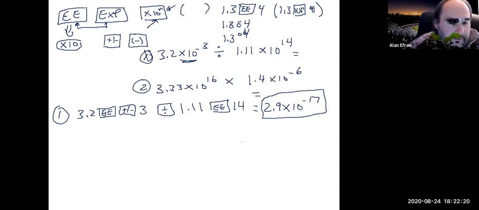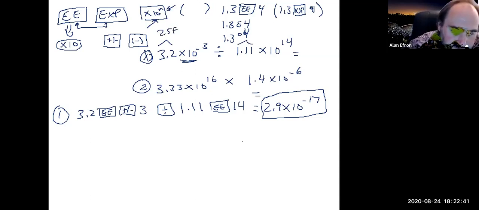Now, a couple of things just in case, hopefully you got the right answer. By the way, on your calculator, it will say 2.88288 times 10 to the minus 17. I rounded because I'm multiplying. This has 2 significant figures. This guy has 3 significant figures, and that means that my answer should end up with 2 significant figures.